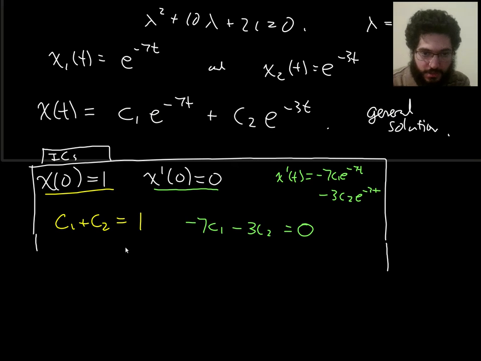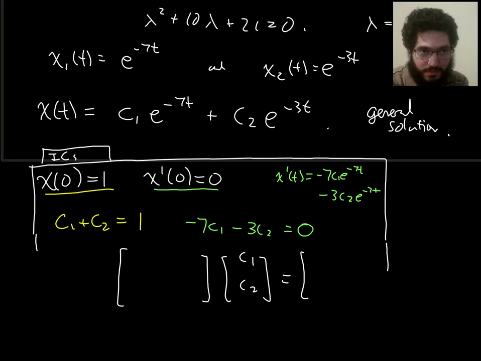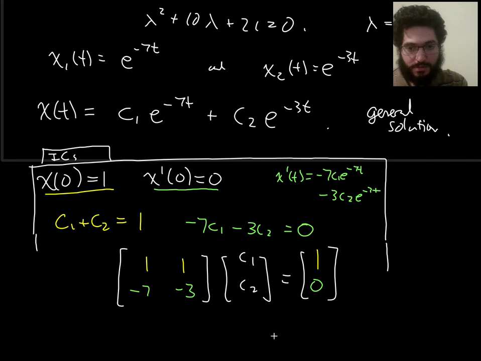So you can view these two equations as basically a matrix applied to c1, c2 equals 1, and 0, right? And the coefficients in this matrix would be 1 and 1, that's this equation, and then negative 7 and negative 3, that's the second equation. So then the vector c1 and c2 is the inverse of this matrix applied to this vector. So that's another way to do it.